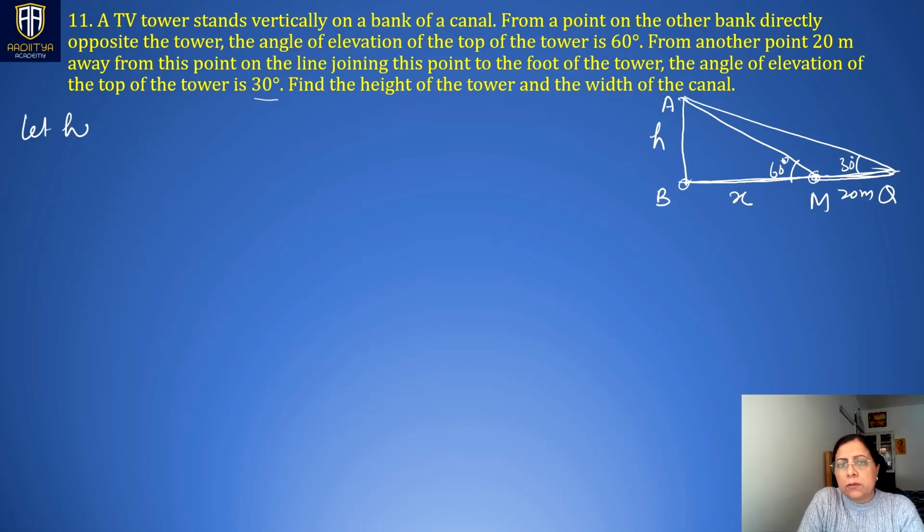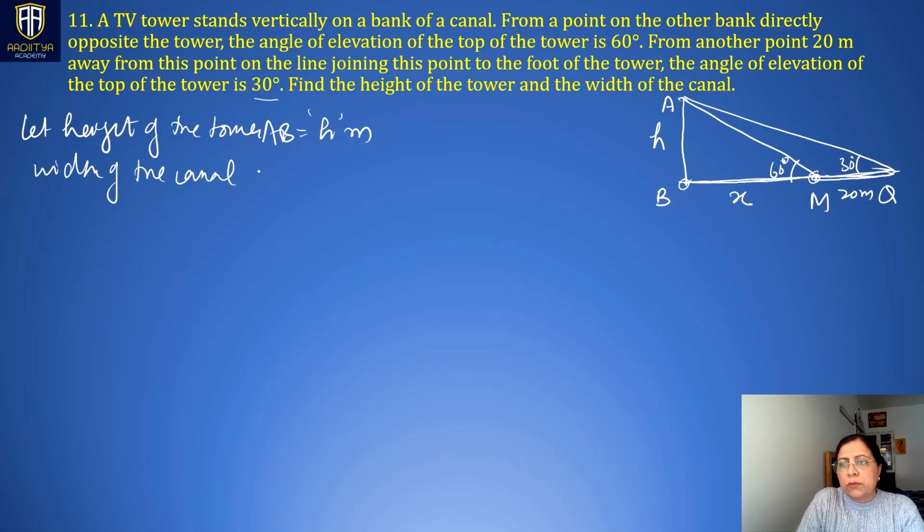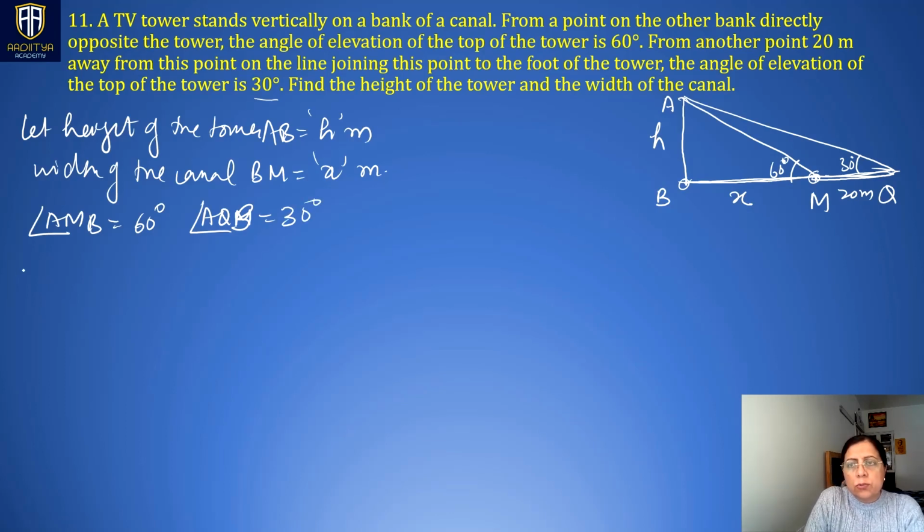So let the height of the tower AB be H meters and the width of the canal BM be X meters, right? Now angle of elevation AMB is 60 degrees and angle of elevation AQB is 30 degrees. Now we are going to solve these two triangles.